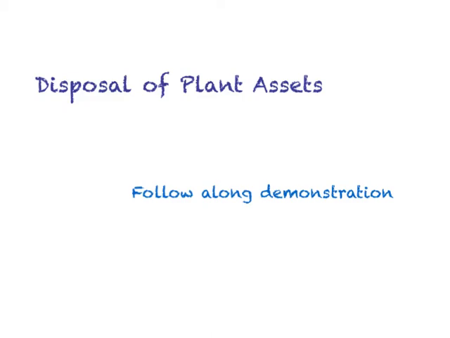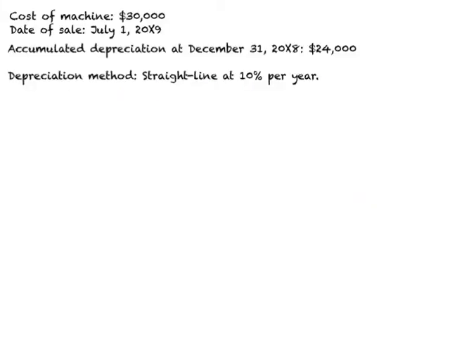We're going to walk through a demonstration of disposal of plant assets. Let's take a look at the problem information. We have a cost of machine $30,000, date of sale July 1st, 2009, accumulated depreciation at December 31st, 2008, $24,000. Depreciation method is straight line at 10% per year.